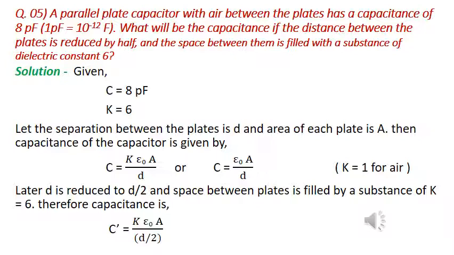Here K is equal to 1 for air initially, as given in the question. So the formula becomes C is equal to epsilon naught A by D. Later, when D is reduced to D by 2 and the space between the plates is filled by a substance having dielectric constant K is equal to 6, the capacitance becomes C dash is equal to K epsilon naught A by D by 2.